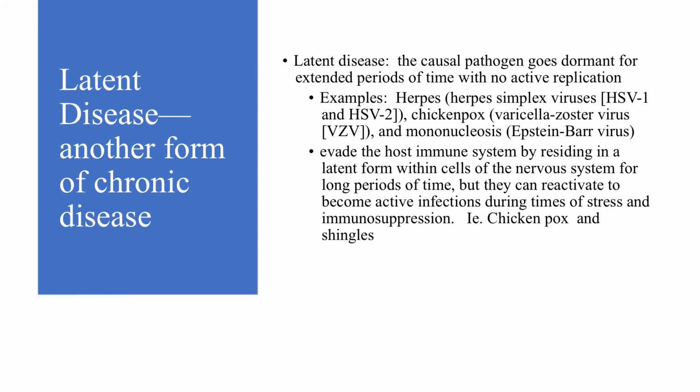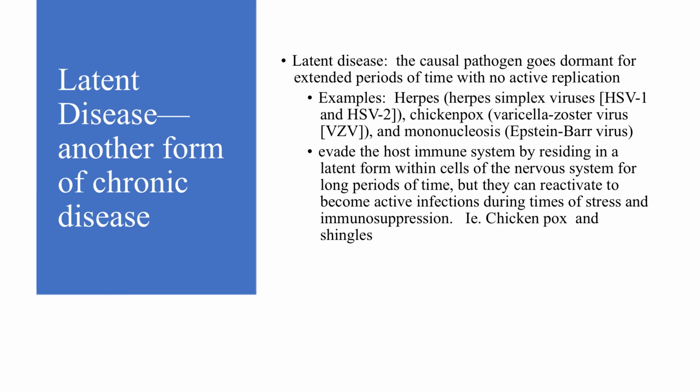Latent disease occurs when the causal pathogen goes dormant for extended periods of time and the virus does not replicate itself. It sort of hides in the body and cells. A couple of different examples are herpes. Herpes simplex viruses 1 and 2 can hide and pop out as a cold sore or other forms of herpes. Chickenpox, you may have seen ads for the shingles vaccine. We've all been immunized against chickenpox, which is caused by the varicella-zoster virus.